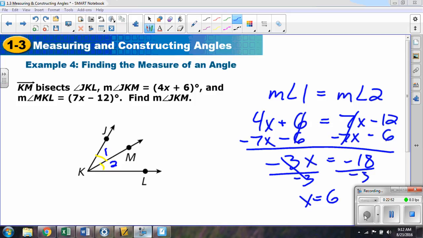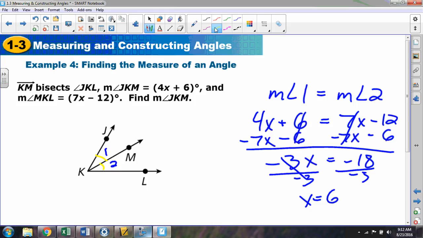And we're not done there, because the directions did not ask us to find the value of x. We were asked, how big is angle JKM? And since JKM we have known is right there, we can now just plug it in. 4 times x plus 6. Which is 24 plus 6. So it is a 30-degree angle, and we're done.